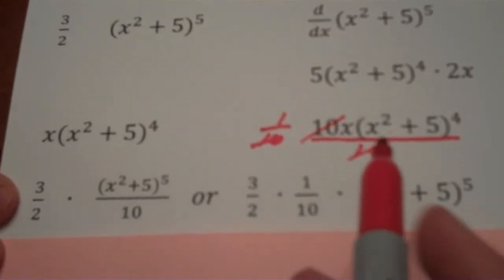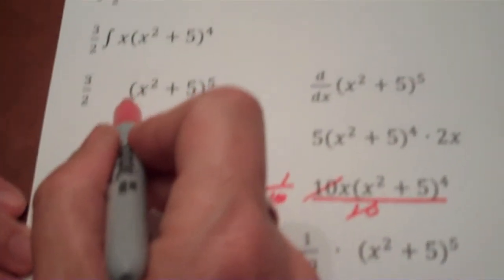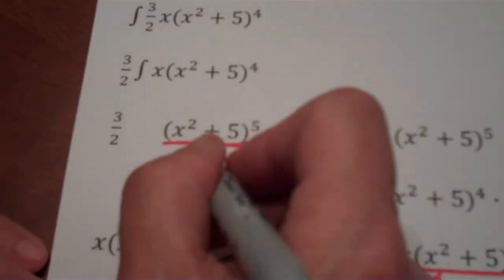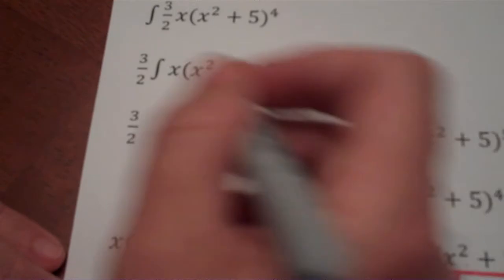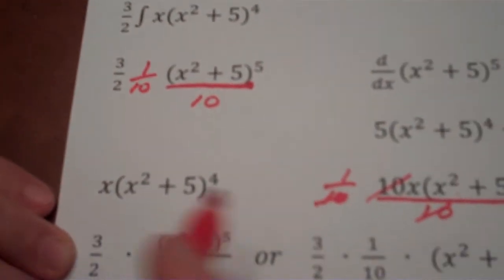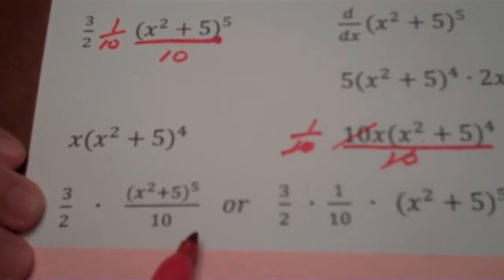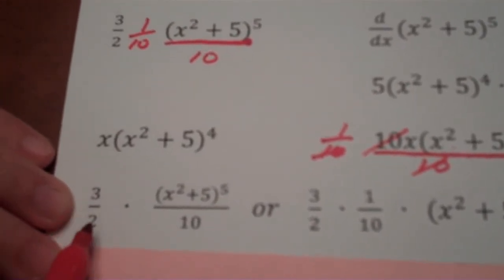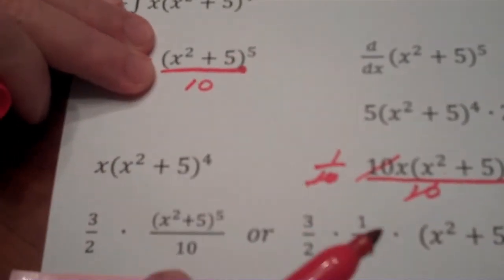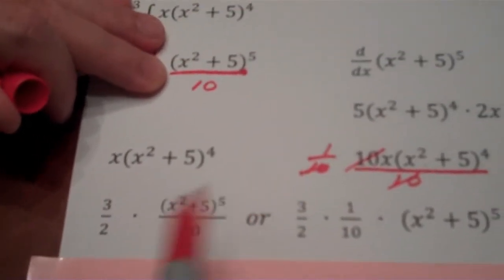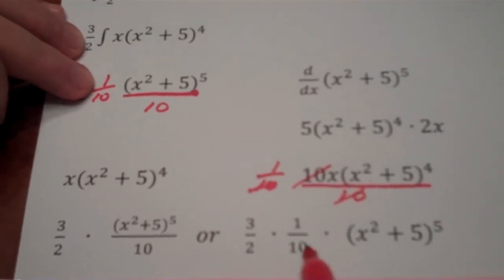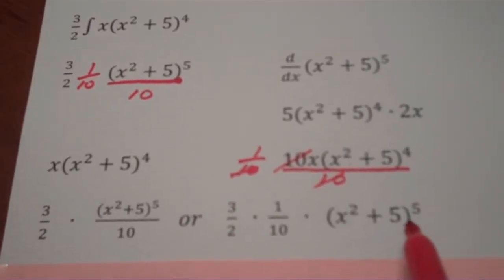What I wanted was exactly what I had before, but again, either I wanted to divide by 10 or I want a 1/10 out in the front. In other words, if I separate this into two separate problems, either I've got that 3/2 times my x squared plus 5 to the 5th divided by 10, sorry about that, or my 3/2 times the 1/10 times that quantity.